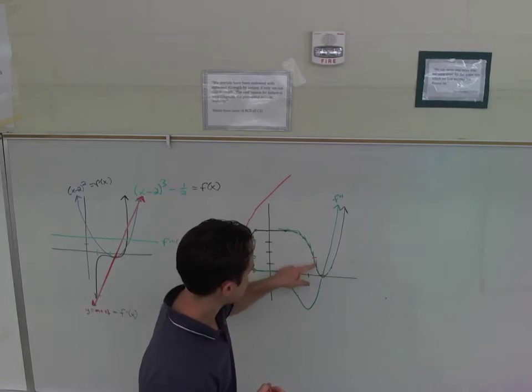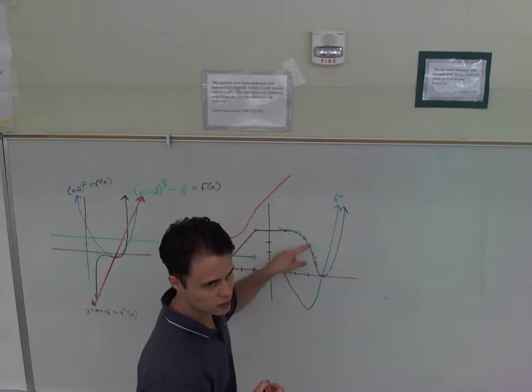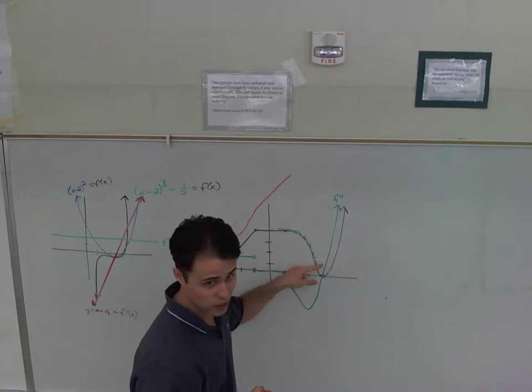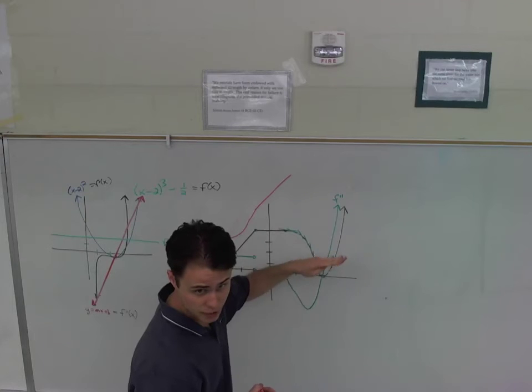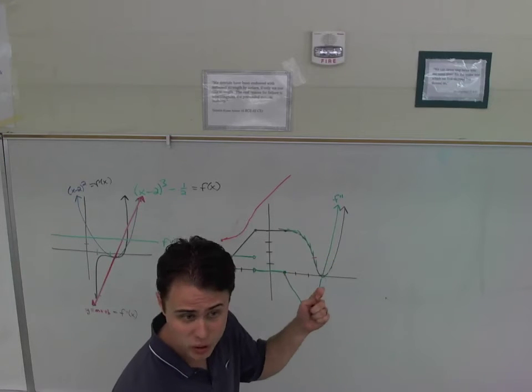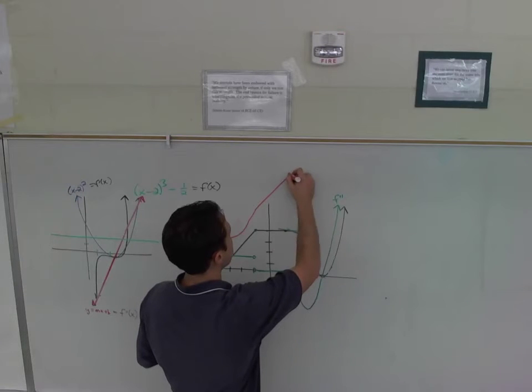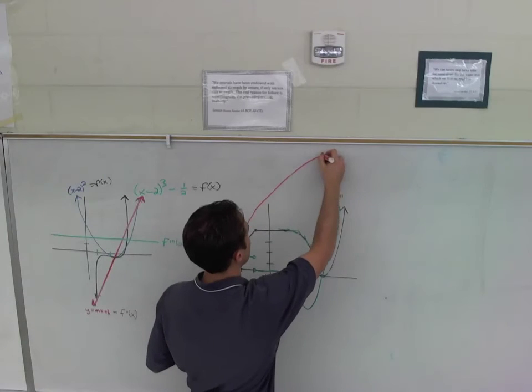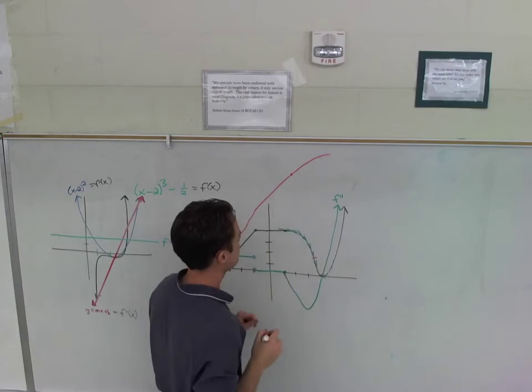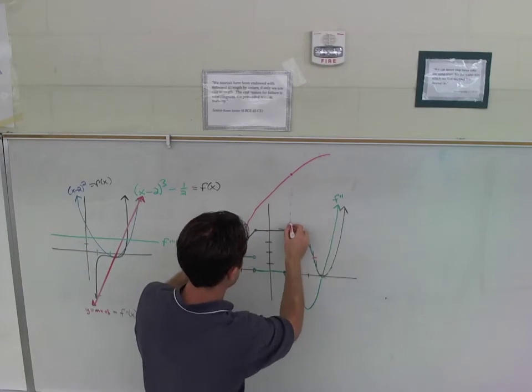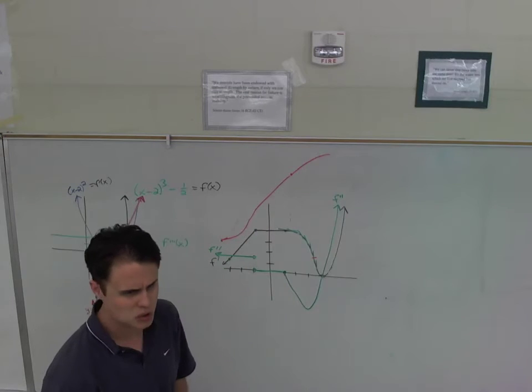Is f still increasing here? This is trickier. F prime's positive, right? The black is positive. Do we agree that the black is above the axis? So f is still increasing. Is it increasing faster or slower though? Slowly. So it's going to start to level off maybe. That's an inflection point on f. This is trickier for sure.